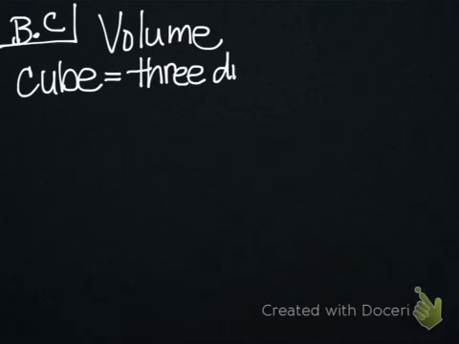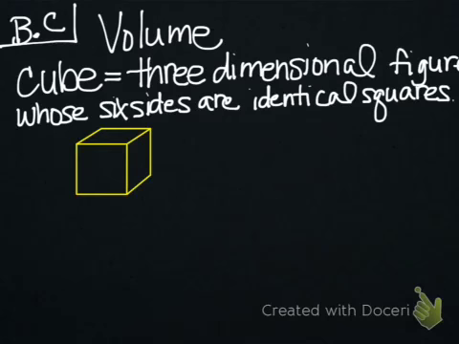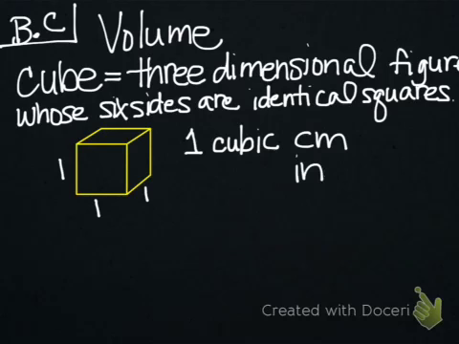Okay, now we're talking about volume. A cube is a three-dimensional figure whose 6 sides are identical squares. If you have a cube that is 1 unit long on all sides, then we call it a cubic unit. If you're measuring in centimeters, it's a cubic centimeter. If you're talking about inches, it's a cubic inch. And if you're talking about kilometers, it's a cubic kilometer, and so on.